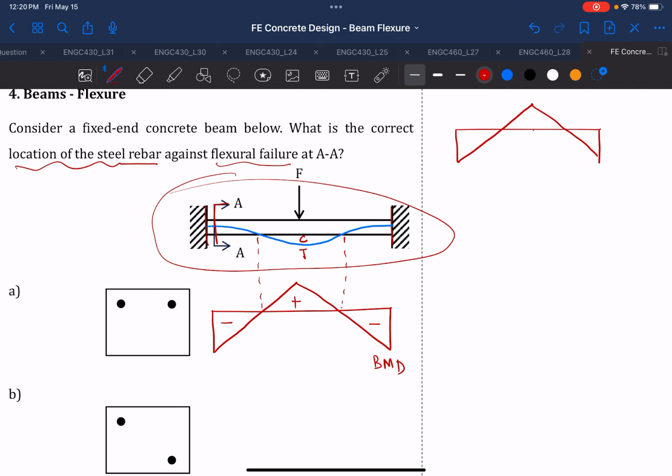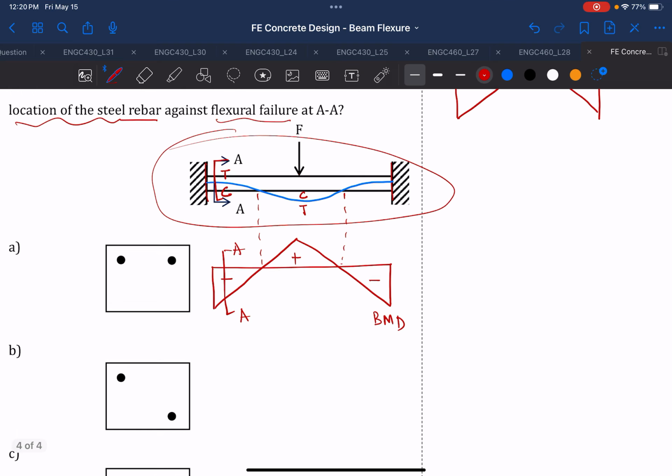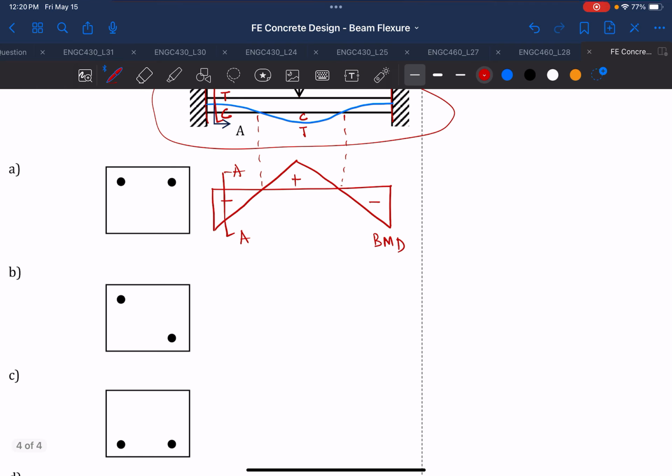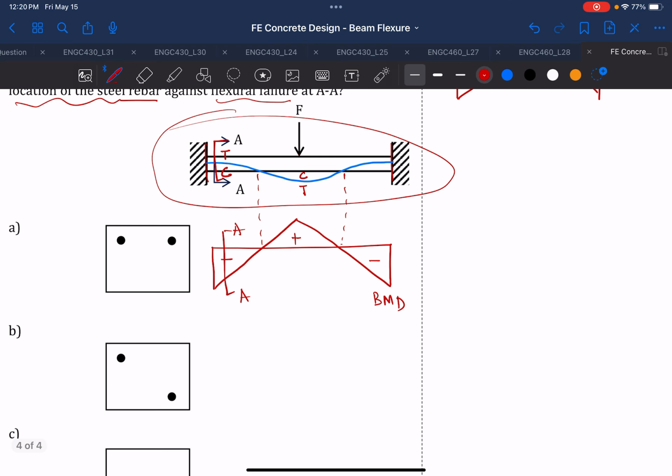So you'll see that at AA, this is your negative moment. And negative moment means tension is at the top, and compression is at the bottom. And so we know that concrete is very weak in tension, and because it is weak in tension, that's why we have to reinforce using steel, because steel is very good at resisting the tensile force.